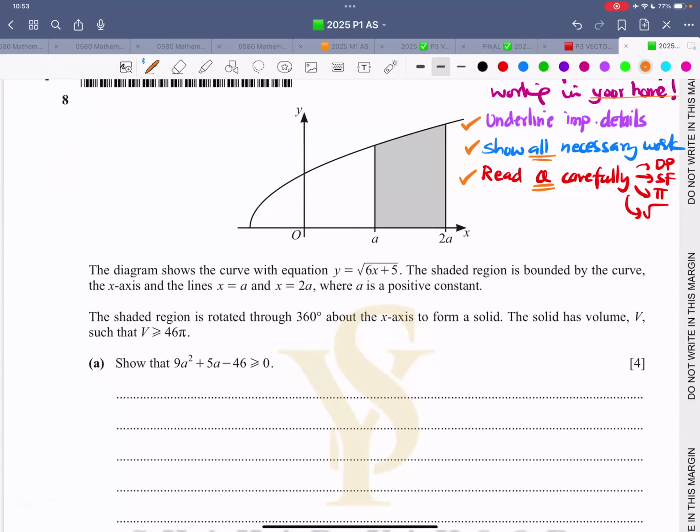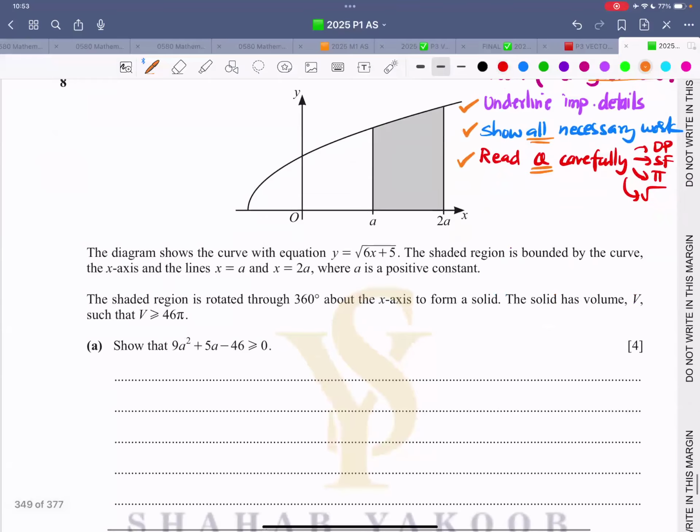So now let's look at question number 8. The diagram shows the curve. The shaded region, let me underline it and put your pencil like this. The shaded region is bounded by the curve, the x-axis, and these two lines. It says, and it's written also, where a is a positive constant. Now it says the shaded region is rotated 360 degrees about the x-axis to form a solid.